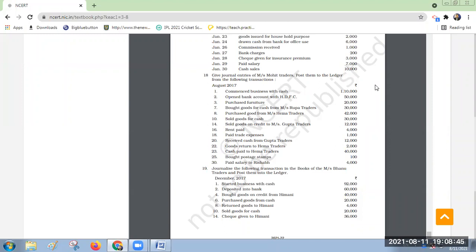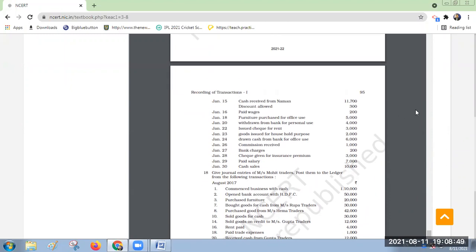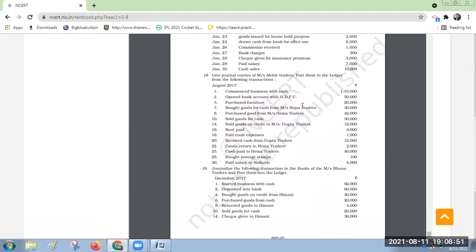I opened the NCERT 11th standard book. We are on page number 95. See the 18th problem: commenced business with cash. What is the journal entry? Capital account debtor to cash account. No, capital is always... Cash account debtor to capital account.